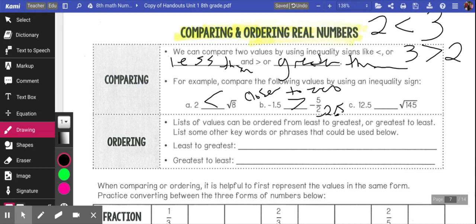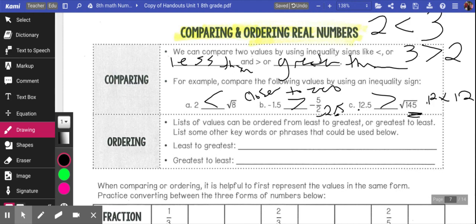Okay, 12.5 compared to 145. Well, I know that 12 times 12 is 144. And this is just a little more than 144. And this is half, so we know that one's bigger.